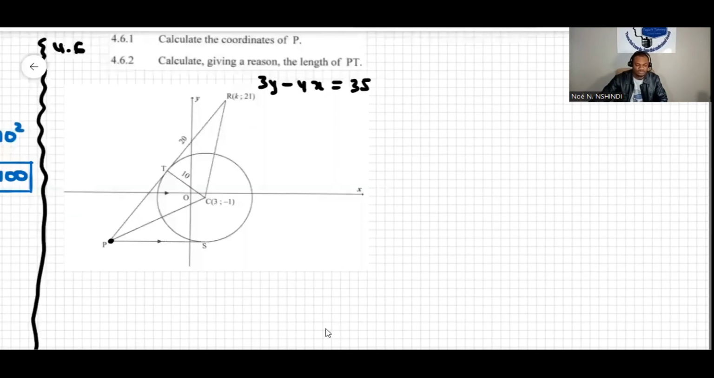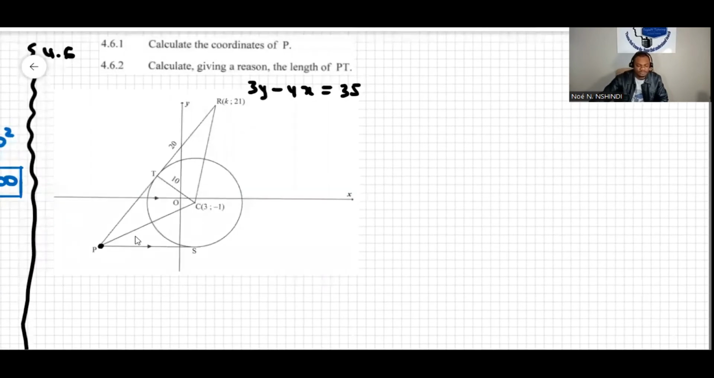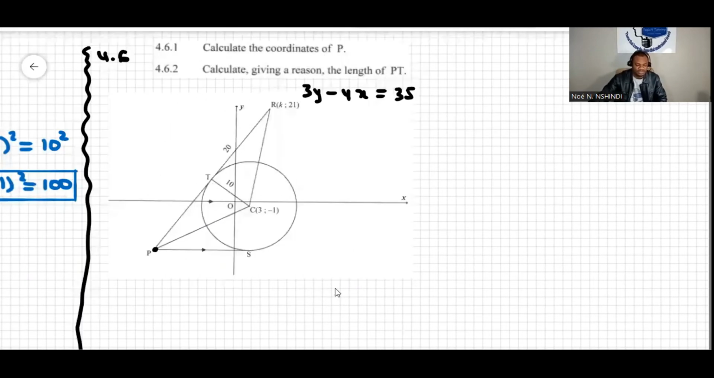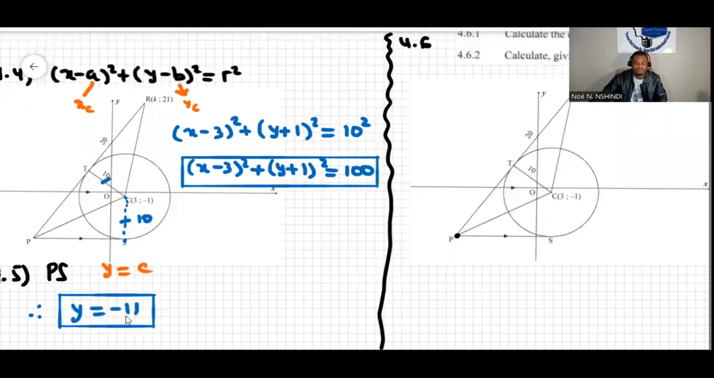So now we are asked to calculate the coordinates of P. How can we do that? We already know from the previous question that the y coordinate of P is -11, okay? Because it passes through this horizontal line here, -11 is there at this point, so P, the y coordinate is also -11, but we don't know the x coordinate.